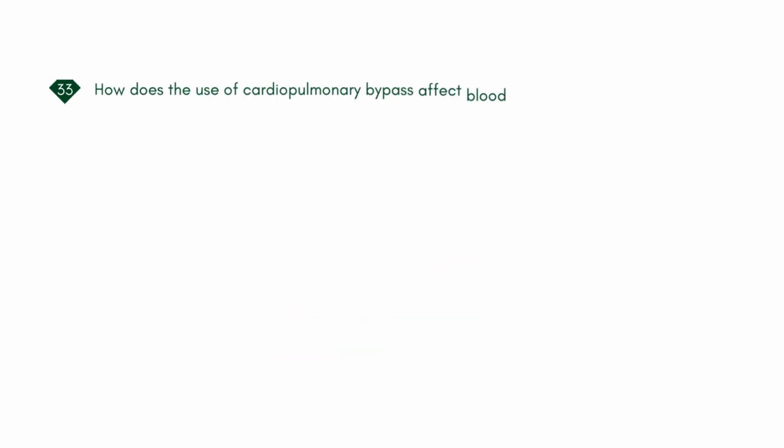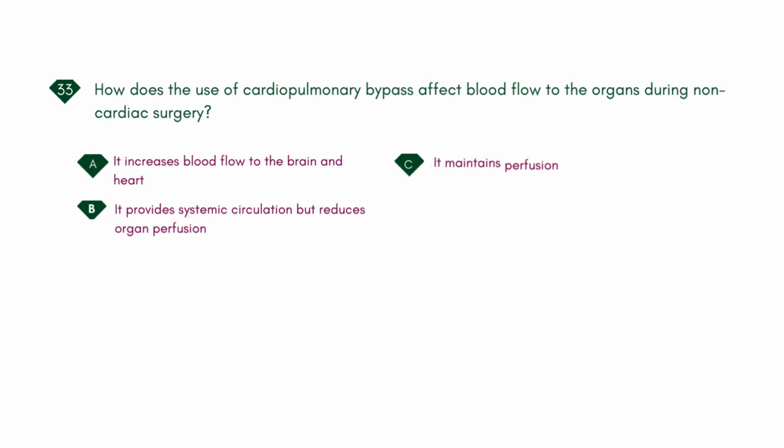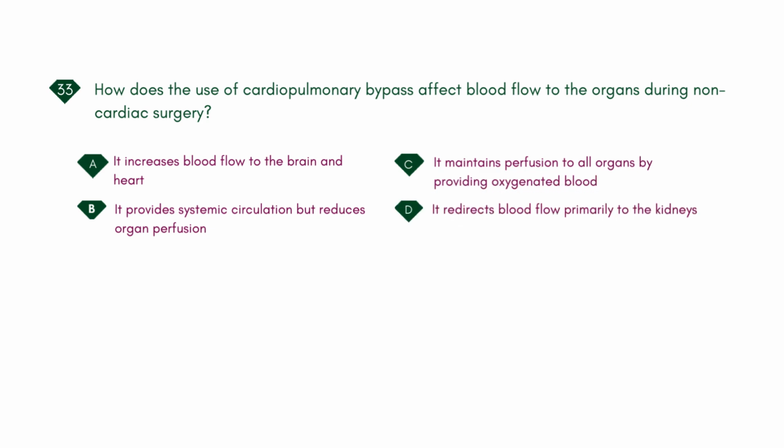How does the use of cardiopulmonary bypass affect blood flow to the organs during non-cardiac surgery? A. It increases blood flow to the brain and heart. B. It provides systemic circulation but reduces organ perfusion. C. It maintains perfusion to all organs by providing oxygenated blood. D. It redirects blood flow primarily to the kidneys.